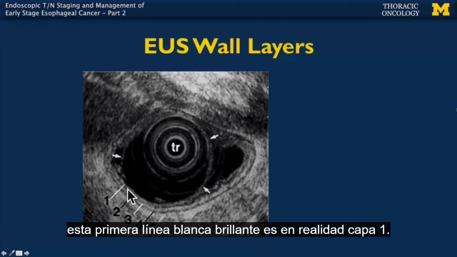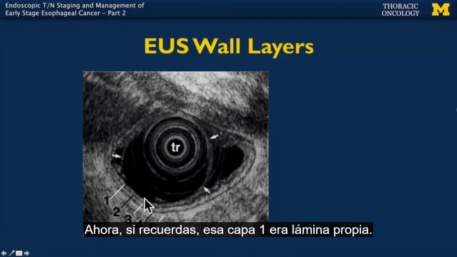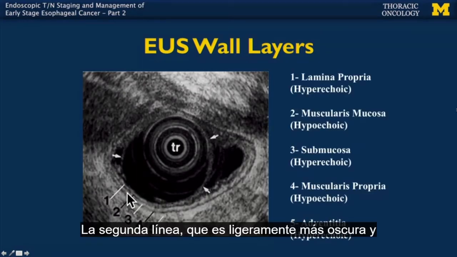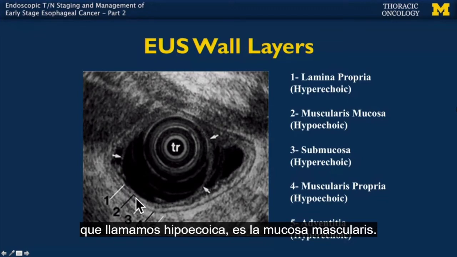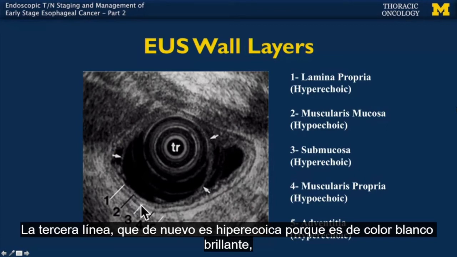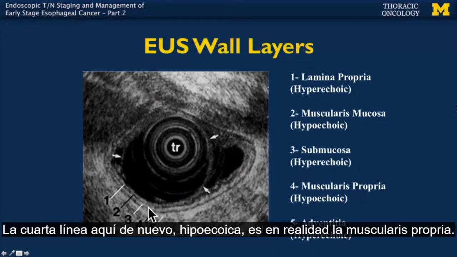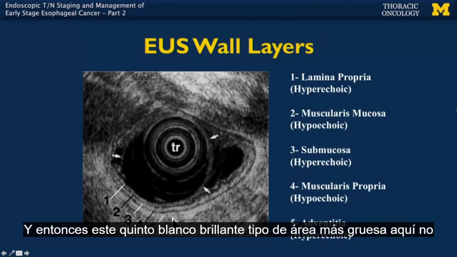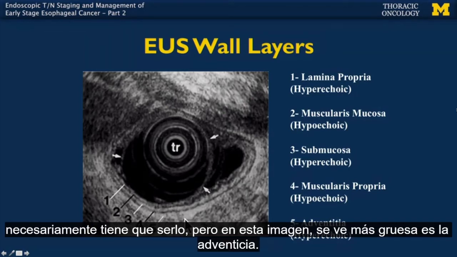So what you can see here, and it's a little difficult, but this very first bright white line is actually layer 1. Now if you remember, layer 1 was lamina propria. The second line, which is slightly darker, and we call that hypoechoic, is the muscularis mucosa. The third line, which again is hyperechoic because it's bright white, is the submucosa. The fourth line, again hypoechoic, is the muscularis propria. And then this fifth bright white, sort of thicker area right here, it doesn't necessarily have to be, but on this image it does look thicker, is the adventitia.